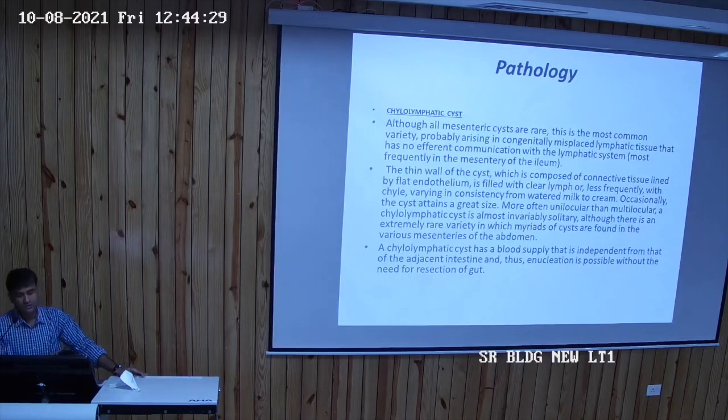The thin-walled cyst, which is composed of connective tissue lined by flat endothelium, is filled with clear lymph or, less frequently, with chyle, varying in consistency from watered milk to cream. Occasionally the cyst attains a great size. It is more often unilocular, sometimes multilocular.